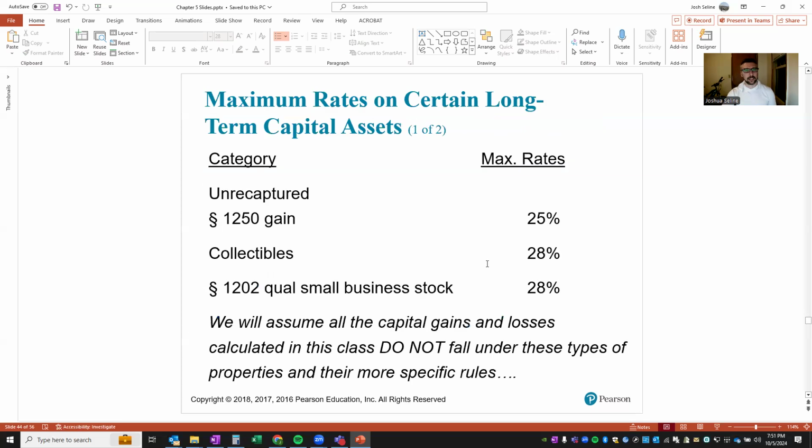And we already looked at that slide. I'm not going to go too far into this because this isn't the point of the class. I just want you to know there are other items that get taxed and treated differently: unrecaptured section 1250 gain, collectibles, section 1202 qualified small business stock. We're going to assume that all capital gains and losses aren't these. You don't see these all that often. I think in the 6 years of doing tax returns, I haven't seen anyone sell collectibles.